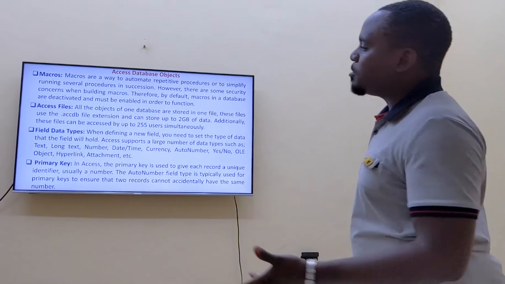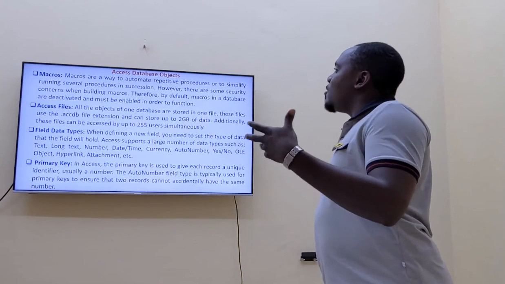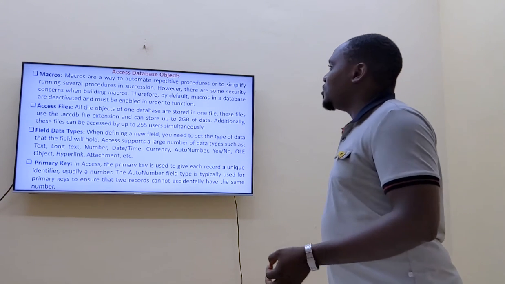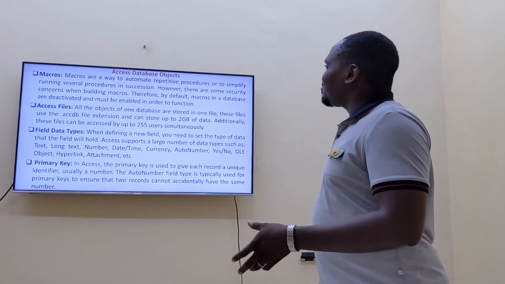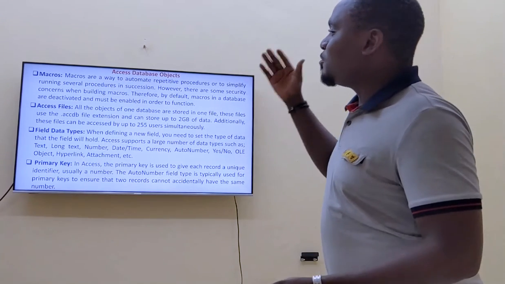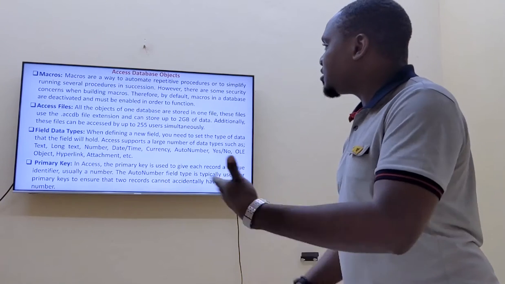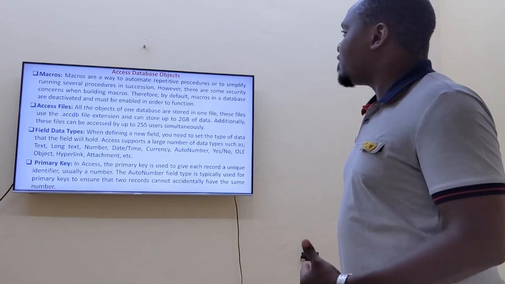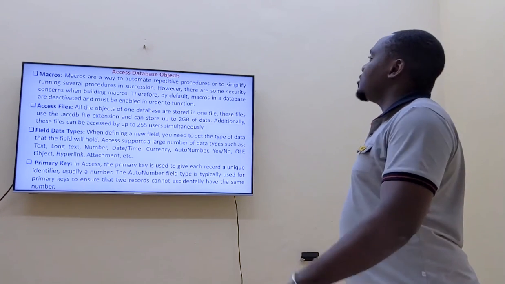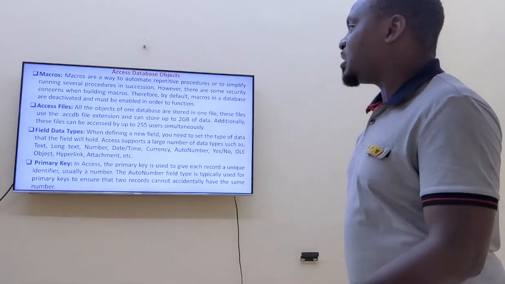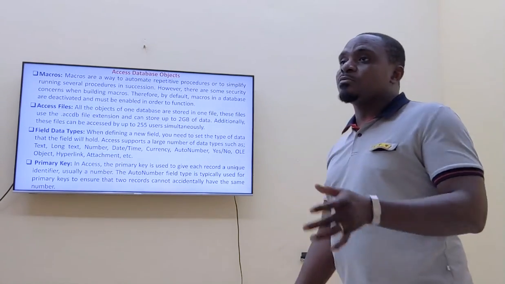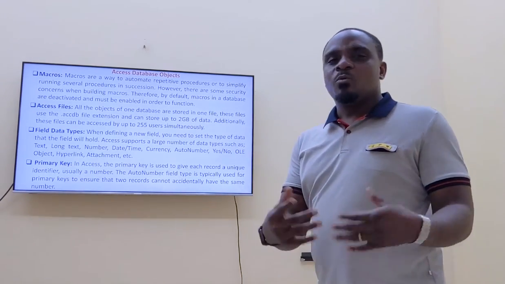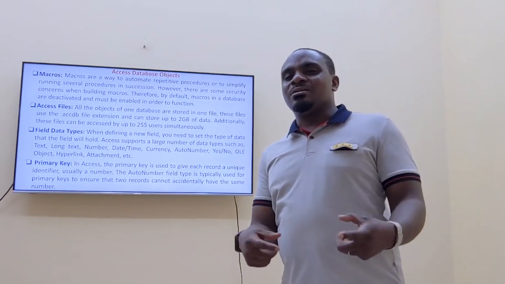So we have the macros. Macros are ways to automate a repetitive procedure or to simplify the running of several procedures in succession. However, there are some security concerns when building macros. Therefore, by default, macros in a database are deactivated and must be enabled in order to function. So a macro is basically nothing but when you automate the reaction.